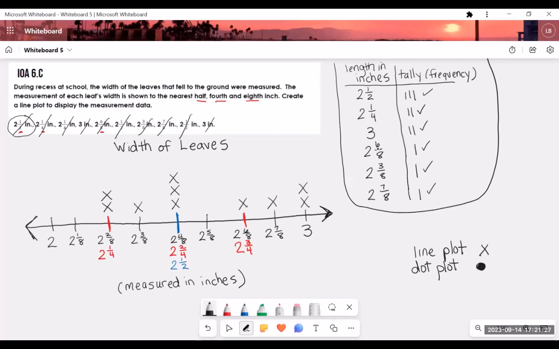Okay, going back to the dot plot. So the only difference in a dot plot and a line plot is how you're recording that. So if I was going to make this a dot plot, basically all of these X's would just be dots like this. I would still want my dots to be the same size. I would still want to make sure that my data was displayed correctly. But that's what it would look like.